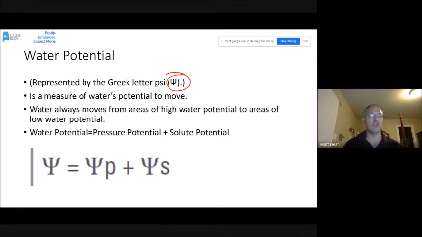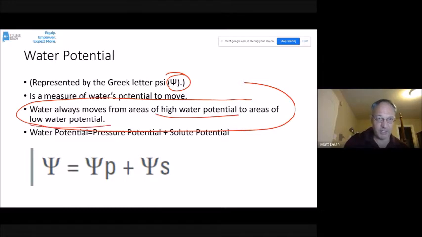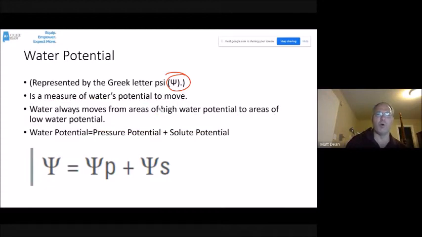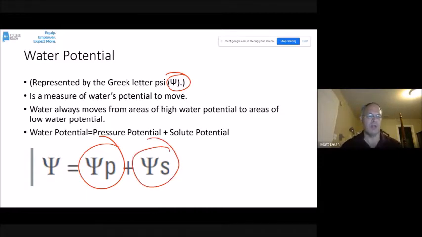Water potential is a measure of water's potential to move. In terms of water potential, water always moves from areas of high water potential to areas of low water potential. Water potential is made up of two important parts: the pressure potential, which is abbreviated psi sub P, and the solute potential, which is abbreviated psi sub S. Those two together add up to give you what's called the total water potential, which you'll see abbreviated as either psi or sometimes psi sub T, total water potential.